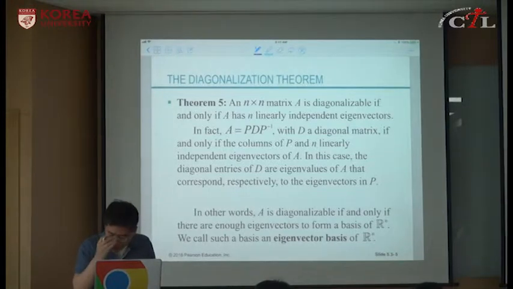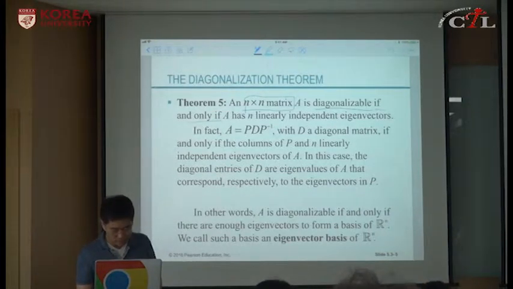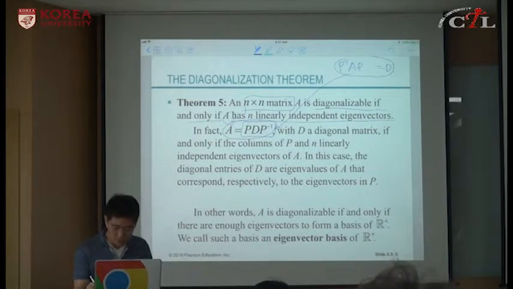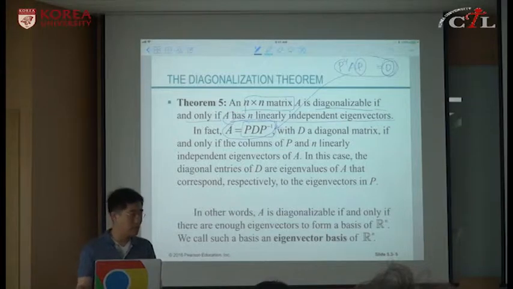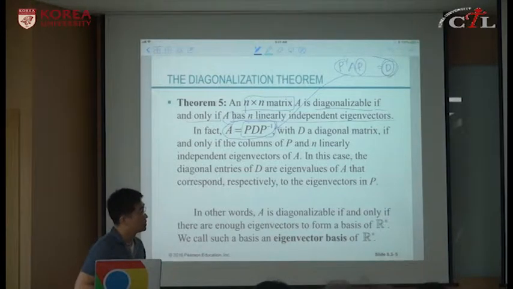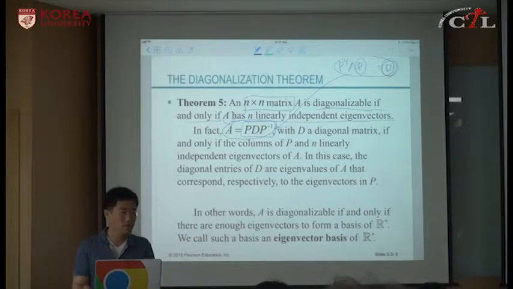Let's look at this theorem. It says that this square matrix A is diagonalizable if and only if matrix A has n linearly independent eigenvectors. This is the exact same thing that I just mentioned. In fact, your matrix A can be decomposed into this form. Your matrix A will be converted into a diagonal matrix through this similarity transformation. In this case, you should be able to find matrix D and also the invertible P. The diagonal entries of D will be eigenvalues of the original matrix A, and the columns of P will be the corresponding eigenvectors.